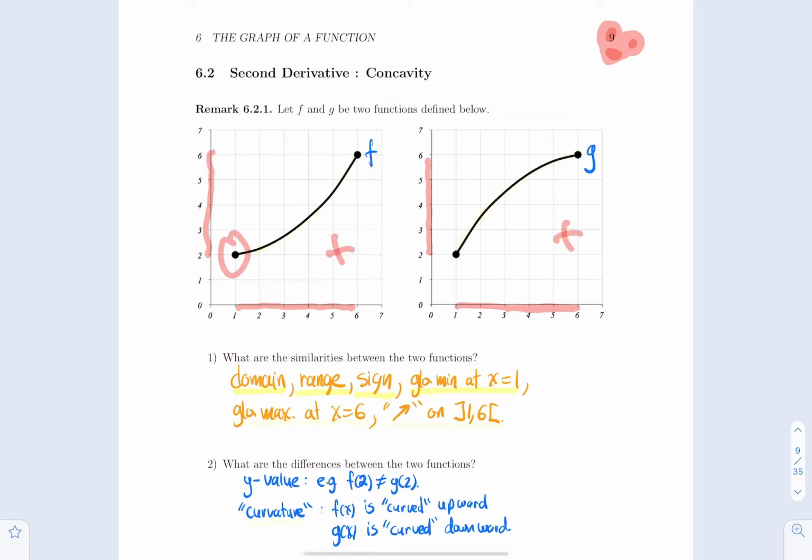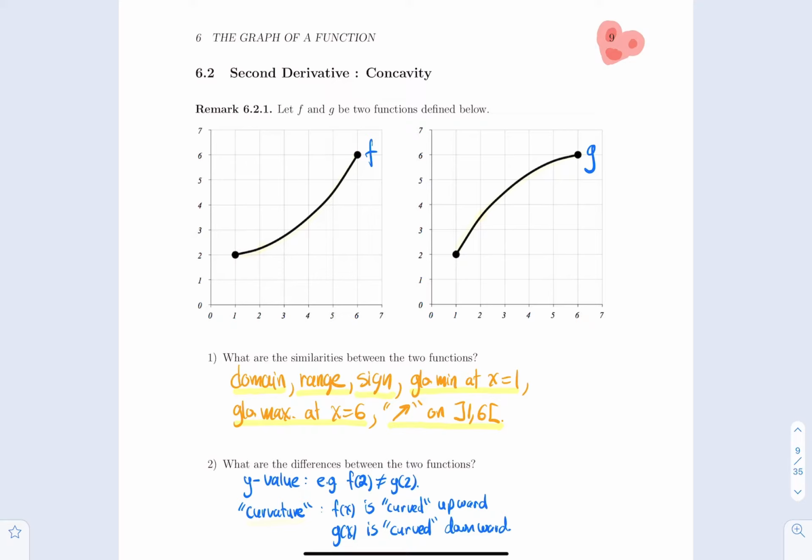They have the same global minimum at 1. At the beginning, we have a local min, which is also a global min. They have the same global maximum at x equals 6. And both functions are increasing over the interval from 1 to 6. So if you're using everything that you know so far, domain, range, sign, local min, local max, global min, global max, and increasing, decreasing, these two functions are identical with respect to those descriptors. But they're not the same function, obviously. You look at them, they don't have the same shape.